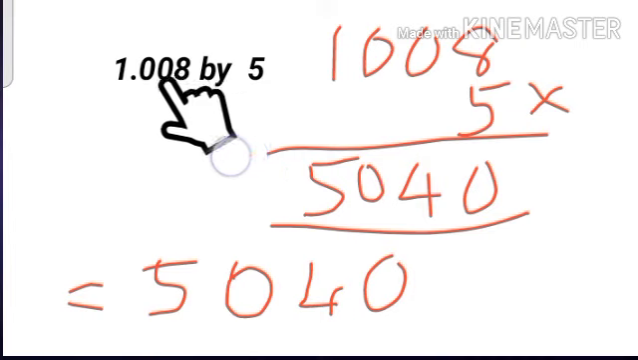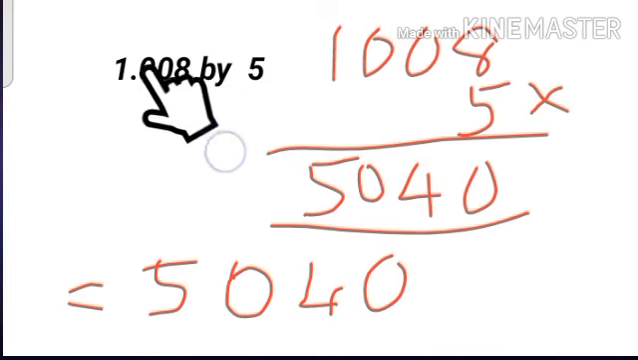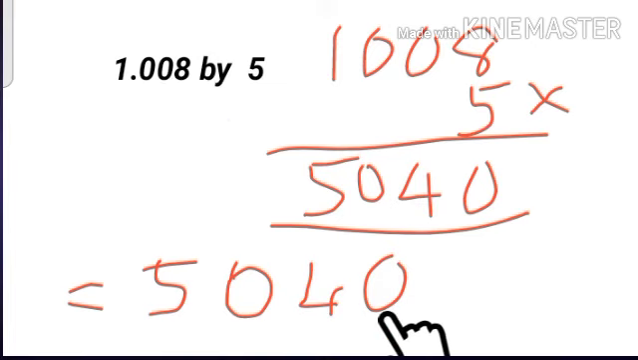Now you can come to the question. How many digits are there in the decimal part? How many parts are there? 1, 2, 3. 3 digits are there. So you can count from here. 1, 2, 3. After the third digit you have to place it. So 5.040 is the answer. Do you understand, children?